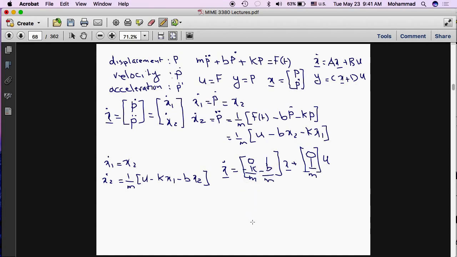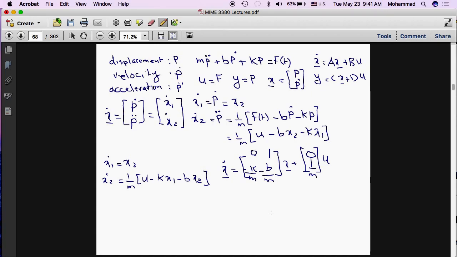So what I have been able to do is to create the first part of the state space model using matrix language.